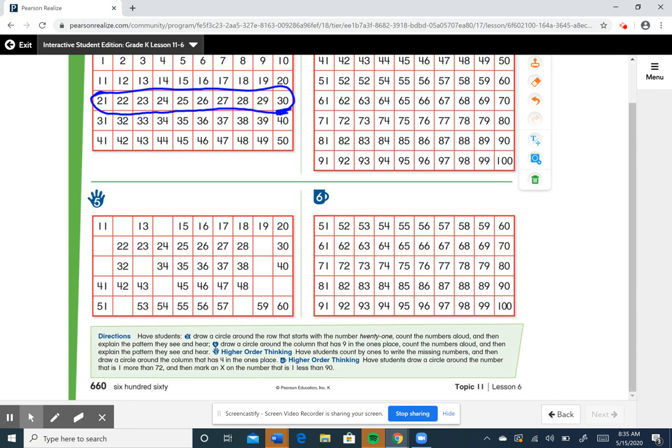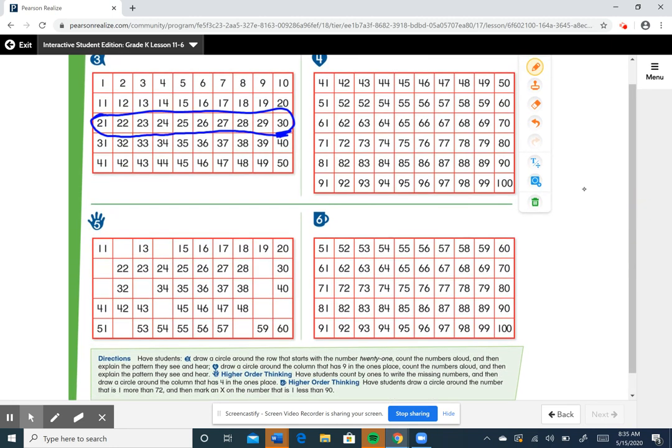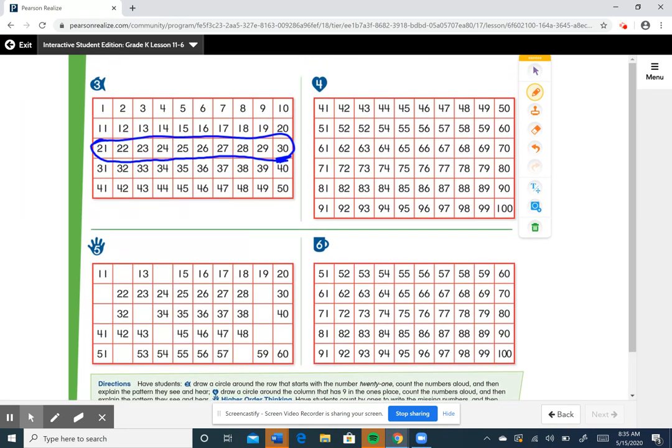Number 4, you need to draw a circle around the column that has 9 in the ones place. 9 in the ones place. Remember, that's the second number. This is the second number. So we need a 9 in that place on number 4.